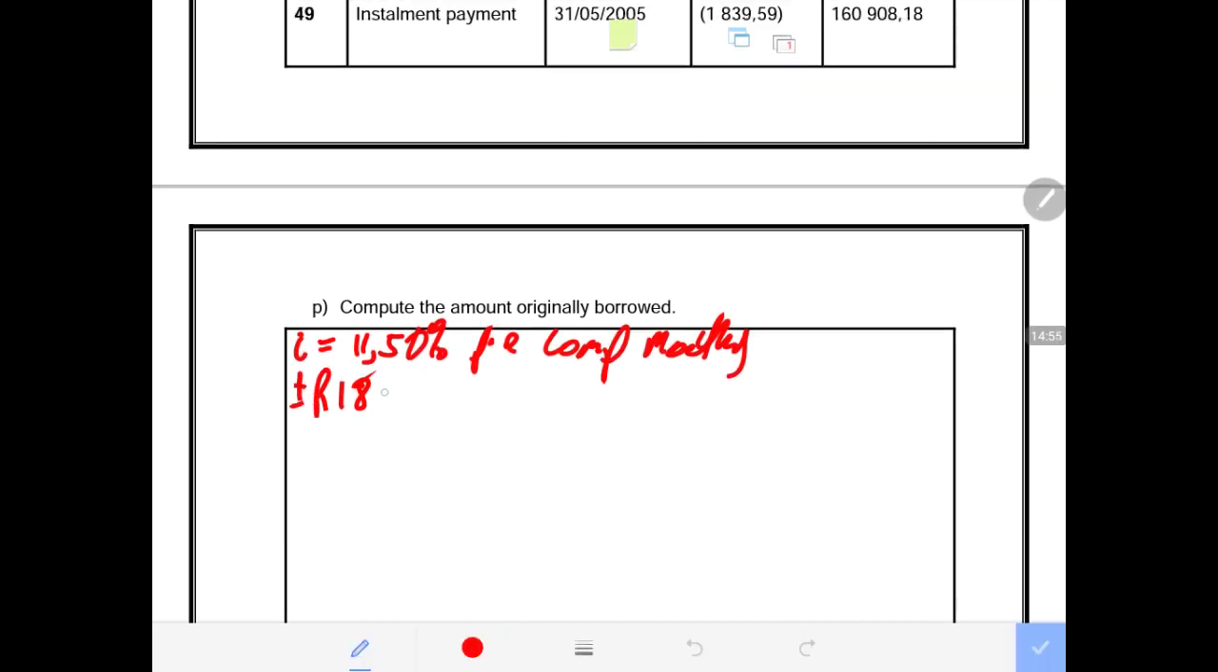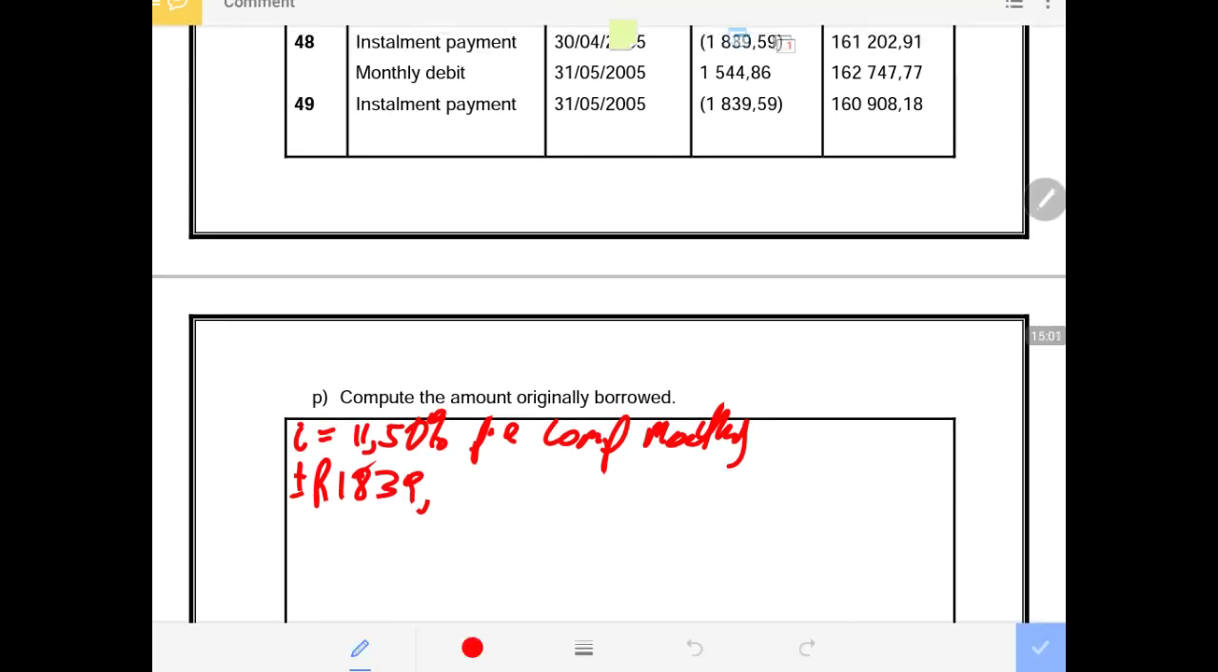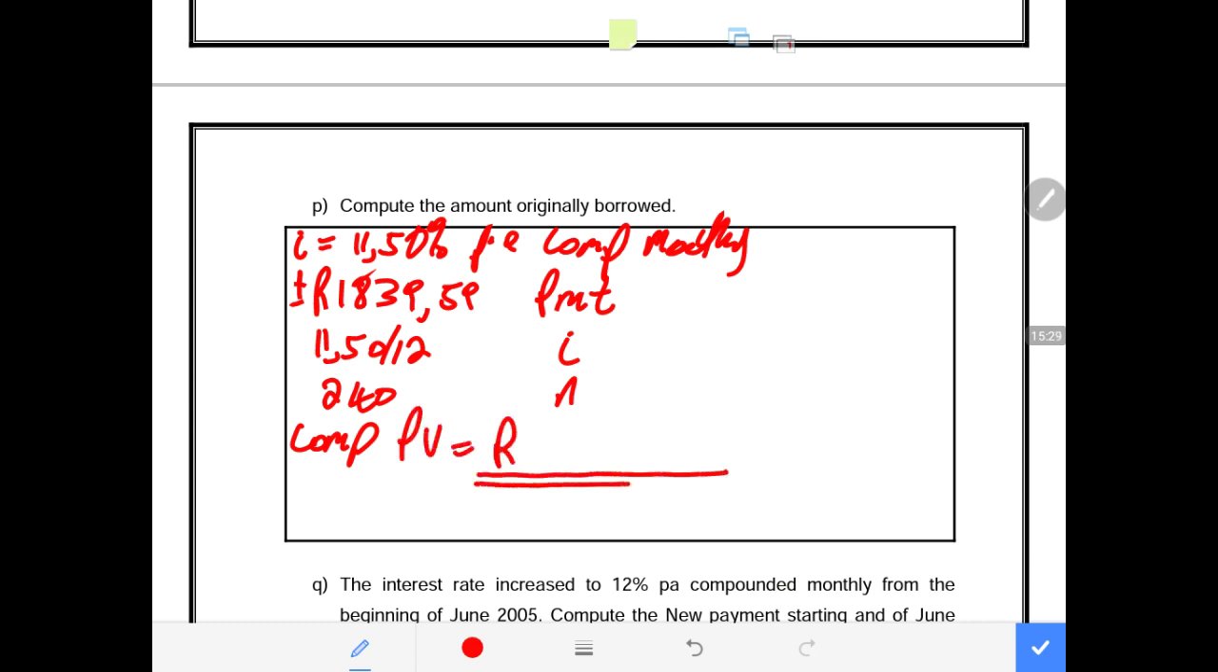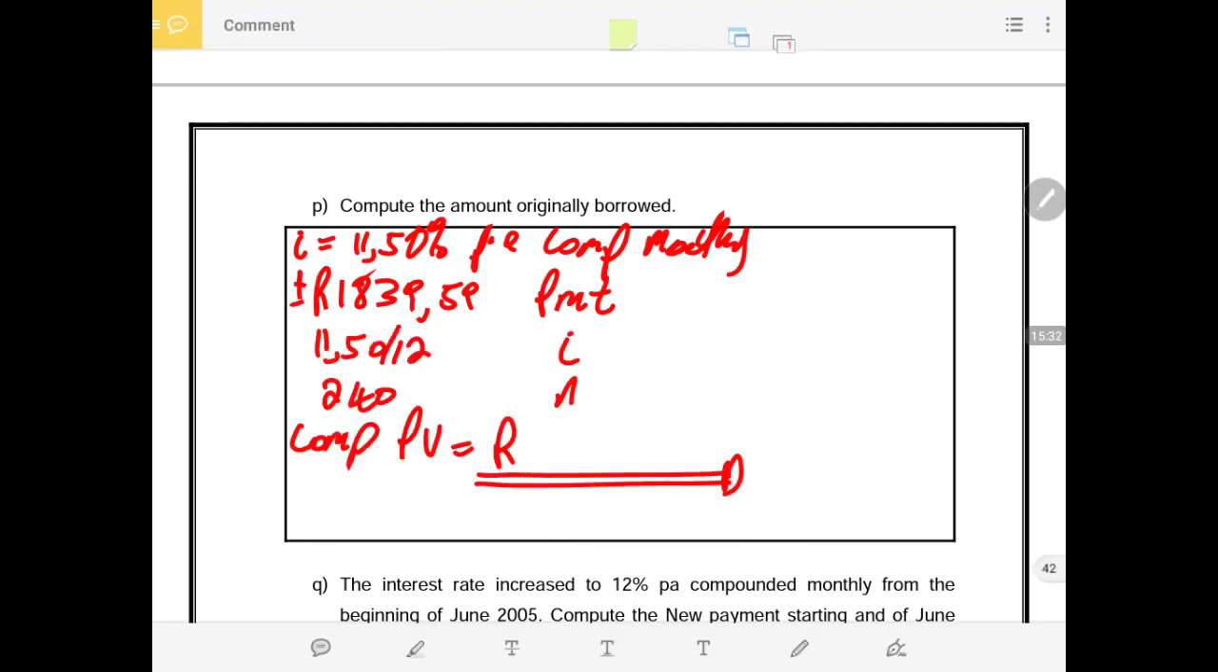How much is our PMT? 1,839 rand 59 cents. This is our PMT. Remember, PMT is a constant amount. Our interest is 11.50 divided by 12 because it's compounded monthly. Our N is 240, the total of 240 months, which is 20 years. What are we looking for? We are looking for the amount that was borrowed, which was 49 months ago.